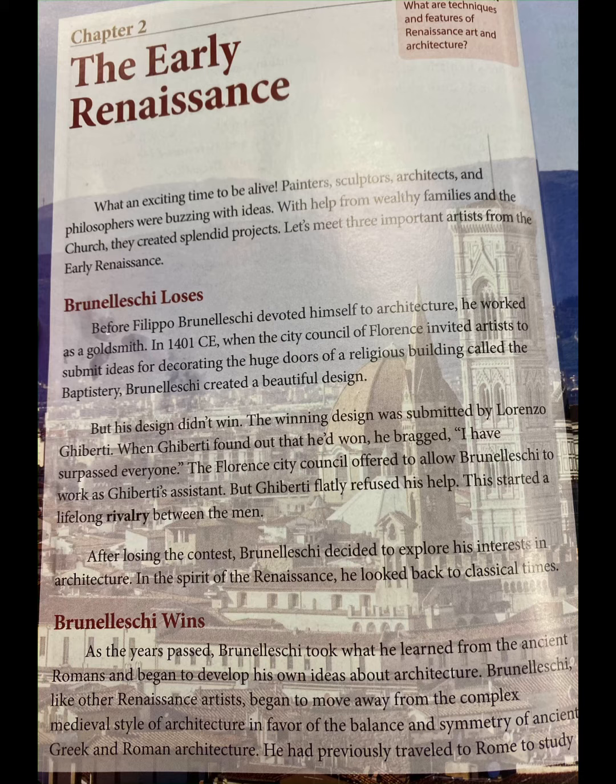When Ghiberti found out that he'd won, he bragged, "I have surpassed everyone." The Florence City Council offered to allow Brunelleschi to work as Ghiberti's assistant, but Ghiberti flatly refused his help. This started a lifelong rivalry between the men. After losing the contest, Brunelleschi decided to explore his interests in architecture. In the spirit of the Renaissance, he looked back to classical times.